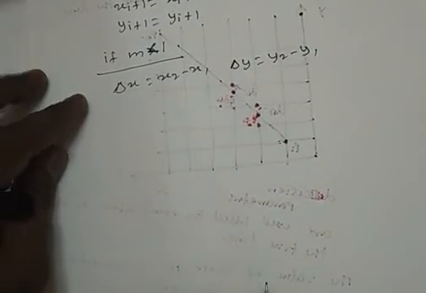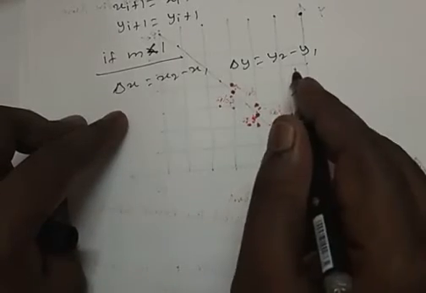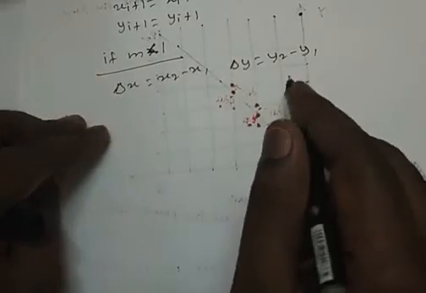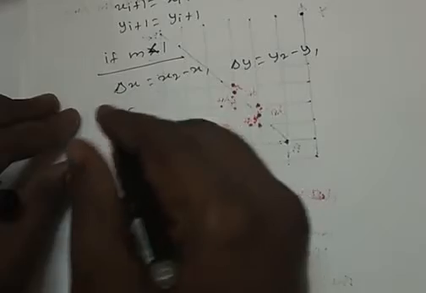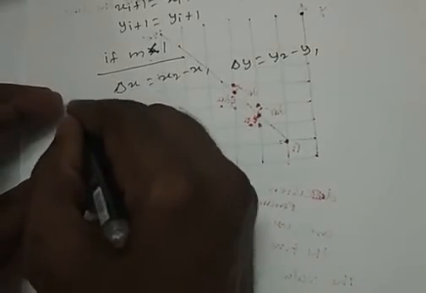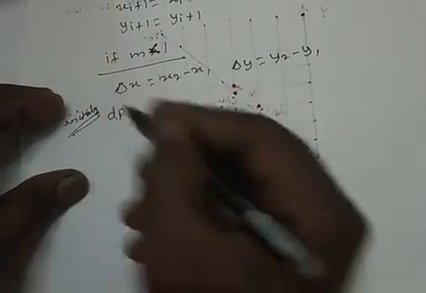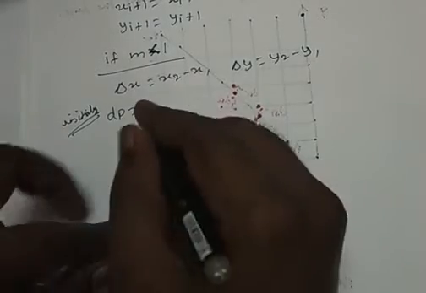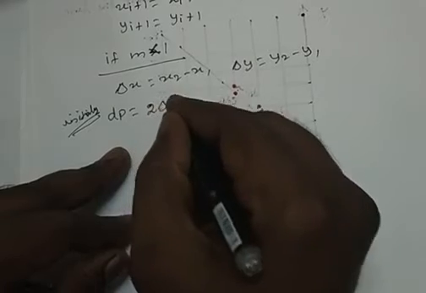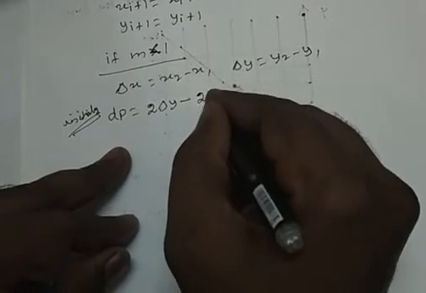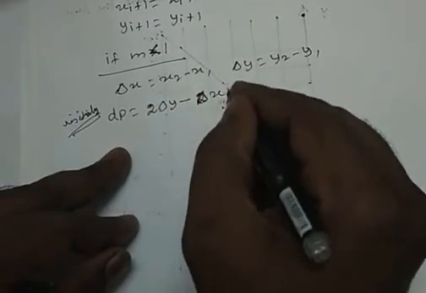Okay. Now after this computation, you have to identify the decision parameter. The decision parameter is called dp. Initially, this dp should be computed as 2 delta y minus delta x.